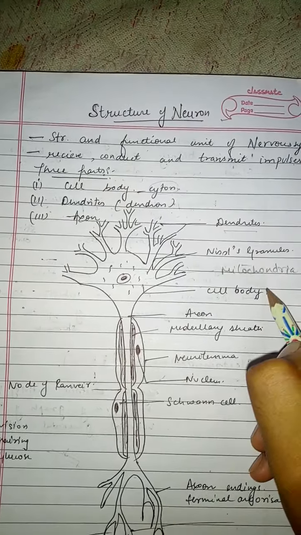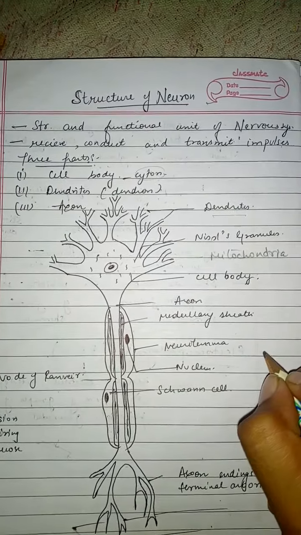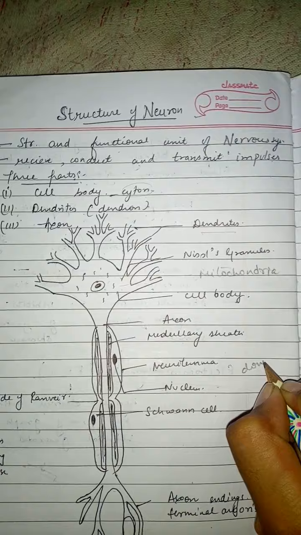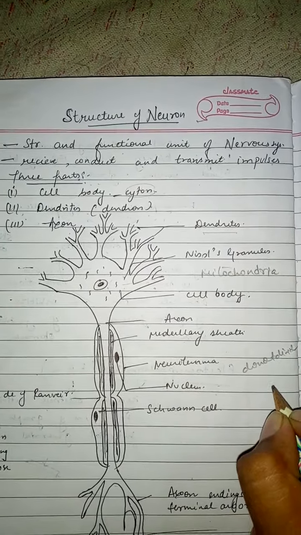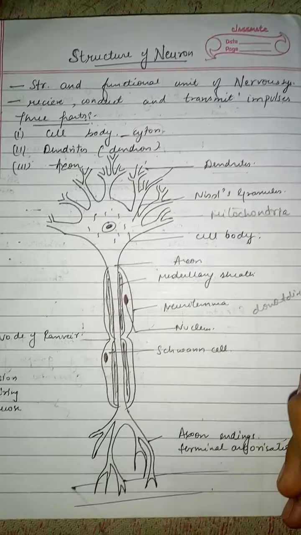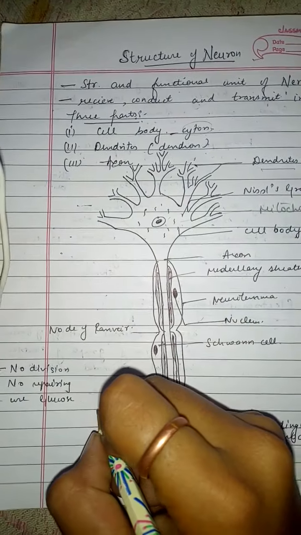The neuron has some characteristics, such as it does not divide, it does not replicate, and it uses only glucose.